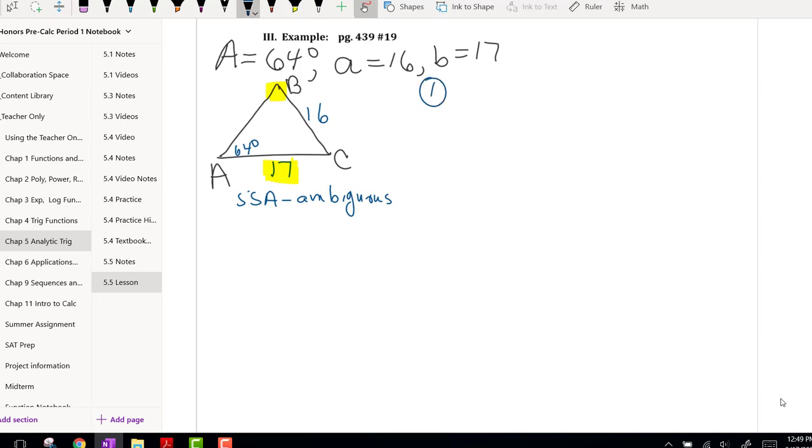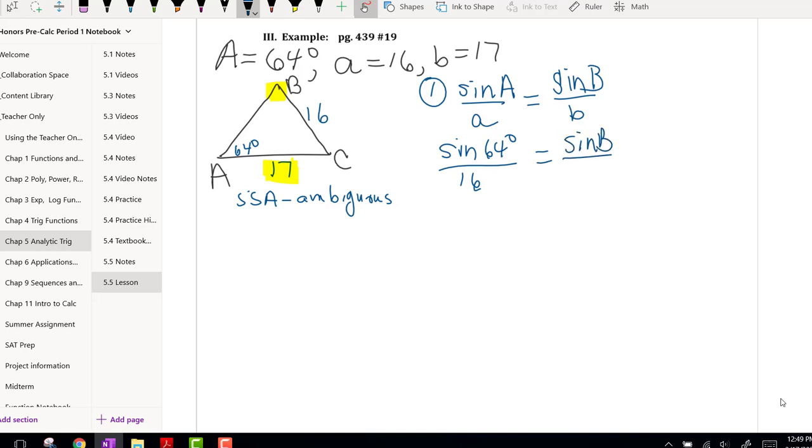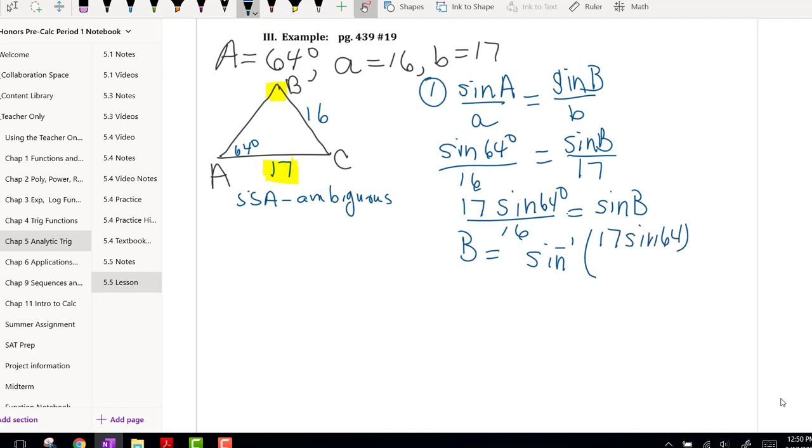So step 1 is going to do sine of A over side A equals sine of B over side B. And we can fill everything in that we have. So we have sine of 64 degrees over 16 equals sine of B, which we don't know yet, over 17. Now we're going to solve this for sine B. So we know that sine B is going to be 17 sine 64 over 16. Now we're going to have to put in our calculator that B is going to be the inverse sine of 17 sine 64 over 16. And you could put it in your calculator just like that. And you're going to get that B is going to equal 73 degrees.